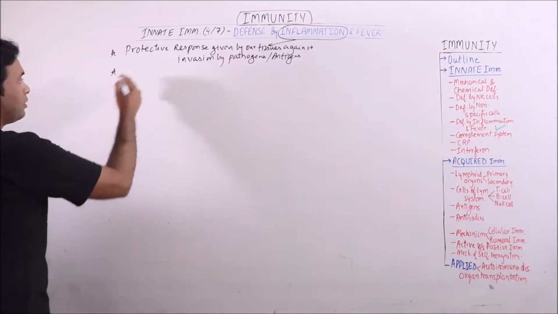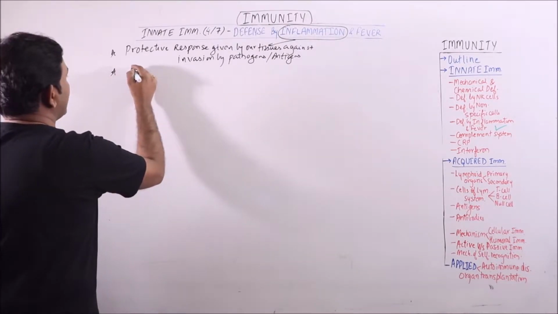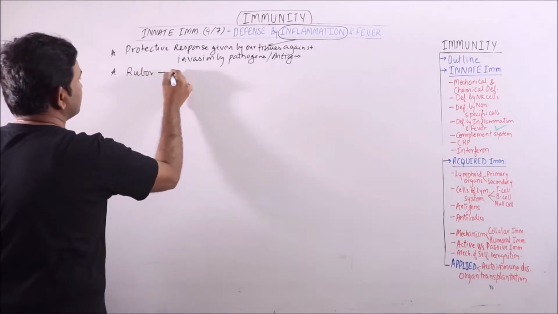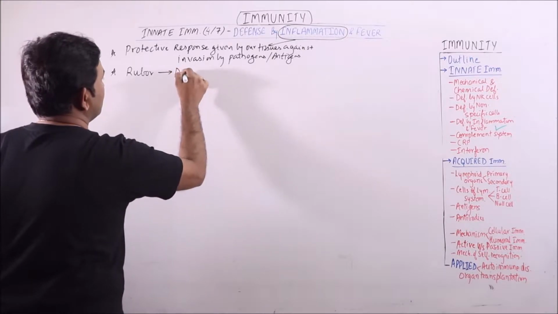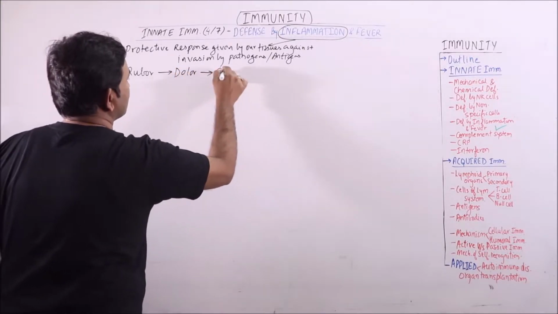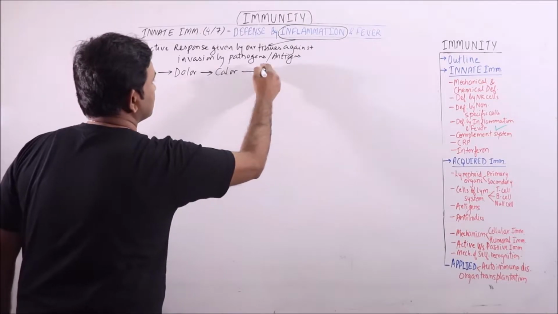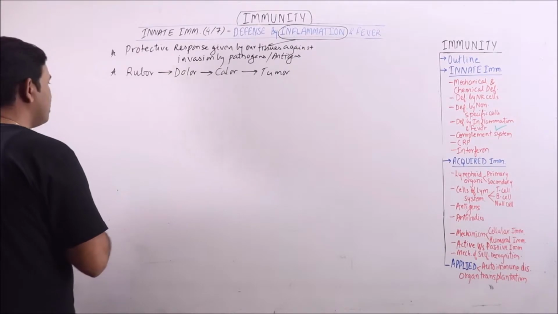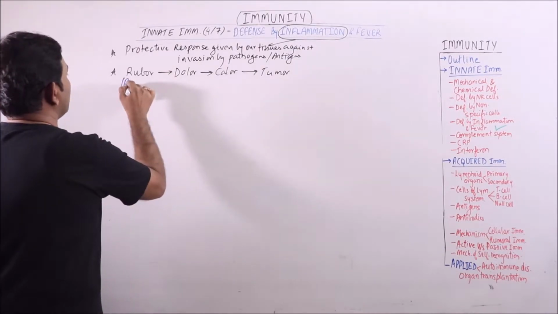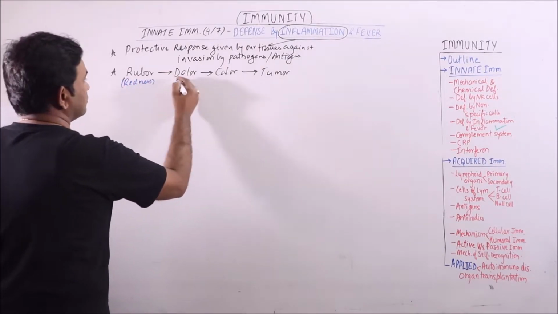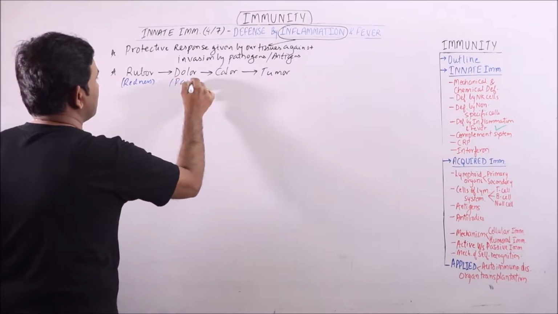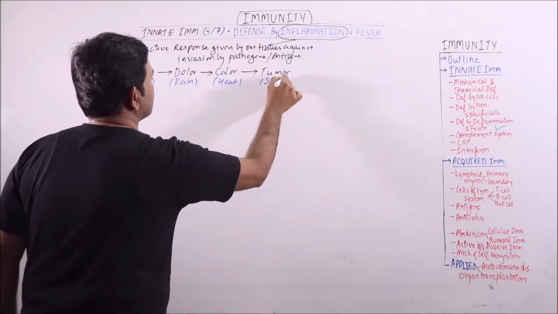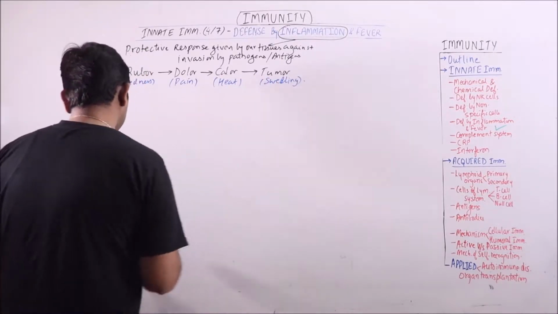Inflammation is characterized by few symptoms like rubor, dolor, calor, and tumor. Rubor means redness, then pain, heat, and the swelling.